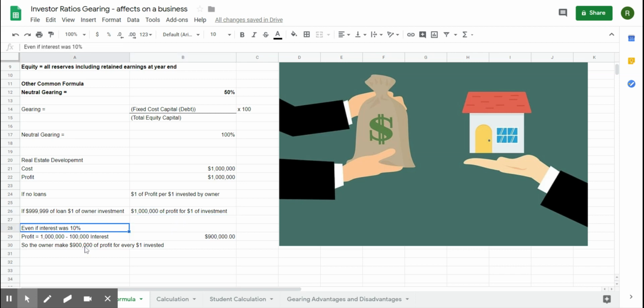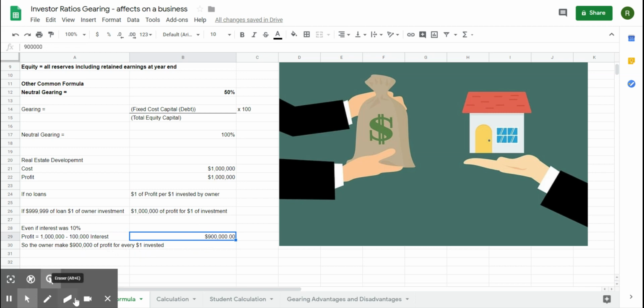Now, I know that's not realistic, and obviously interest is going to be charged on a loan, but even if you're paying 10% interest on the loan, then this property developer is still going to generate over the course of the year $900,000 worth of profit. And so for every $1 of his own money or her own money, they're going to generate $900,000 of profit.